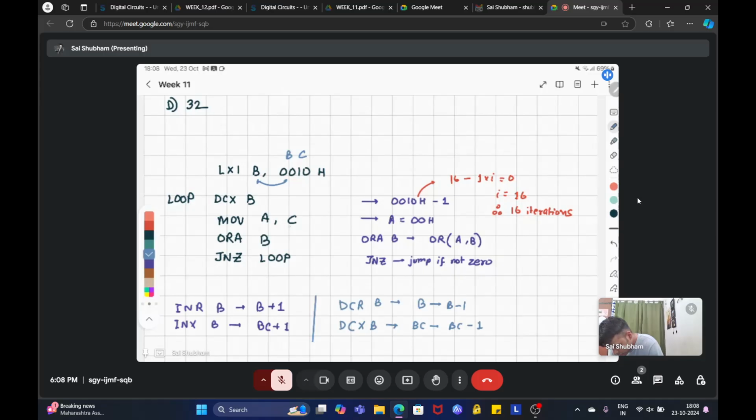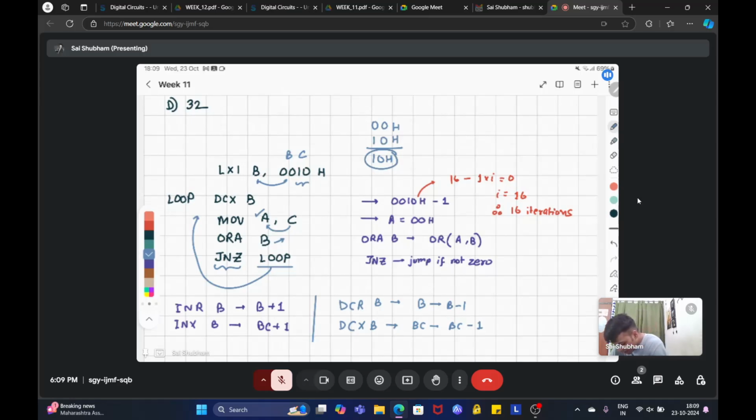Now contents of C is moved to accumulator A. So here we have content 16 that is moved to accumulator A. Now we are performing OR operation with B. So here B is 00H and A has content 10H. So if you perform OR operation, it will definitely be 10H only. Fine. And next, here is a jump not zero condition. So whenever your accumulator is not 0, it will jump to the label that is loop.